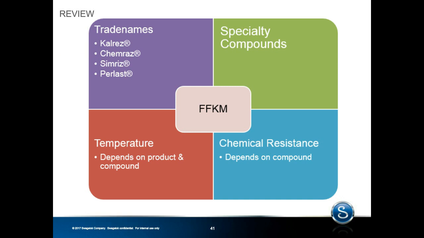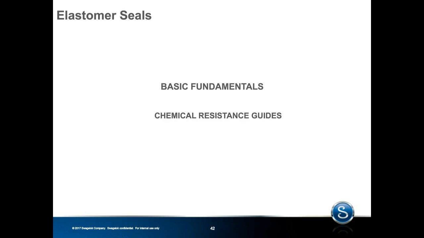So to recap for FFKM, we understand that there are several different trade names and several different specialty compounds that are intended for specific conditions. Also now you'll understand that the temperature and the chemical resistance depends on the specific FFKM compound that you have in your application. Okay, I'll send out a pulse check, and hopefully we have a much better understanding of these 4 basic seal materials. And I think, as I said, those 4 basic materials should cover most of the seals used in your applications.